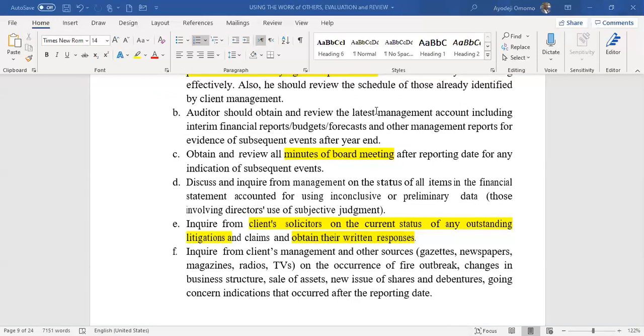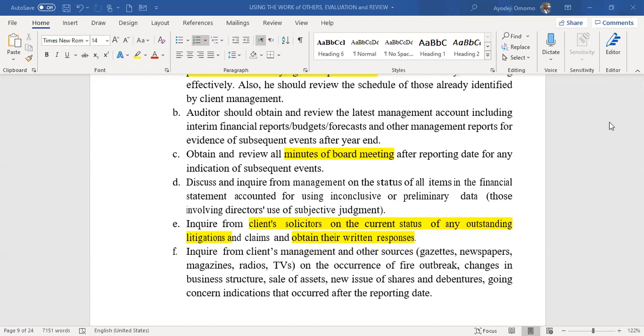Yes, I need somebody to, I need someone to tell me that. You mean written response from the solicitor? From the solicitor, yes. Okay.